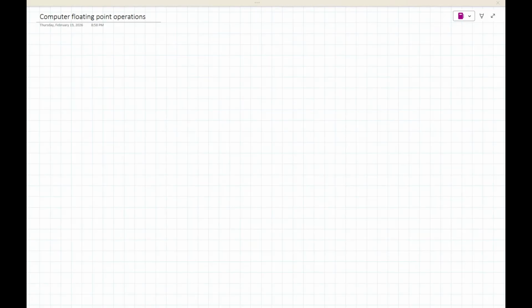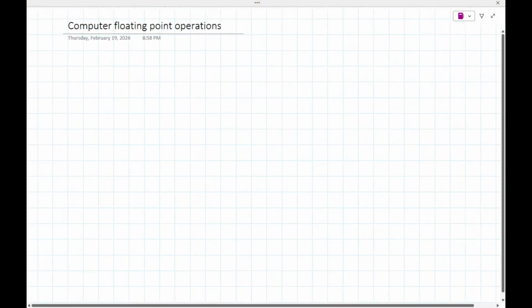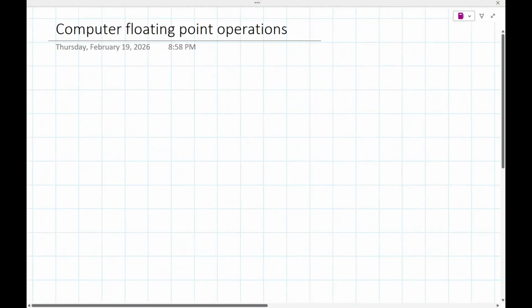The next topic I wanted to cover is computer floating point operations. I know a lot of students struggle with this one just because there are a lot of steps to do. So let's go ahead and get started already.